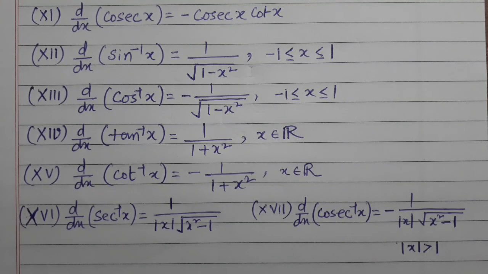Now d/dx of secant inverse x will be equal to 1 by mod x into root over of x square minus 1, and d/dx of cosec inverse x will be equal to minus 1 by mod x into root over of x square minus 1. Here mod x should be greater than 1.